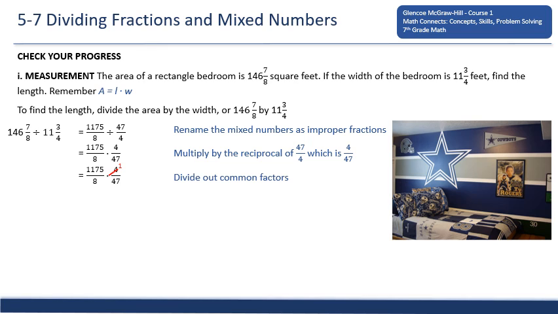And now we can divide out common factors. So 4 goes into 4 once, 4 goes into 8 twice. And apparently 47 goes into 1175 25 times. You would have been allowed to use a calculator there. And then 47 goes into 47 once. We multiply that across. 25 times 1 is 25. 2 times 1 is 2. 25 over 2. And if we convert that back to a mixed number, we get 12 1/2.